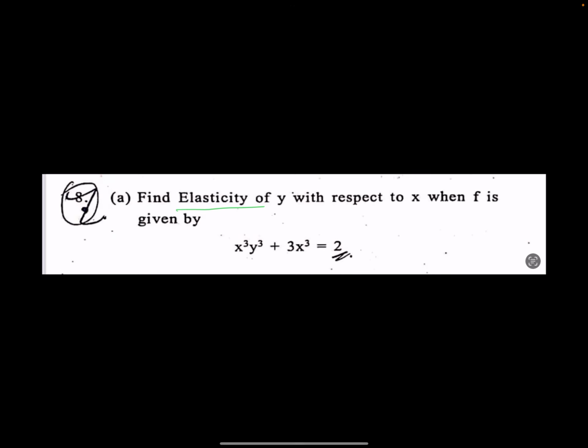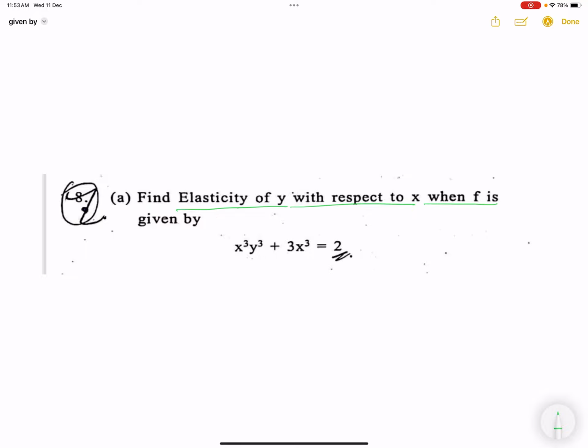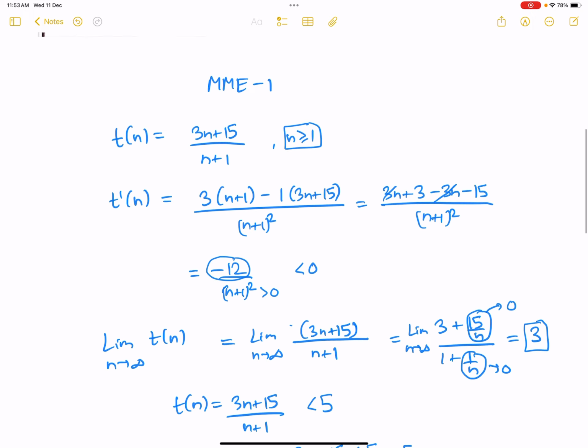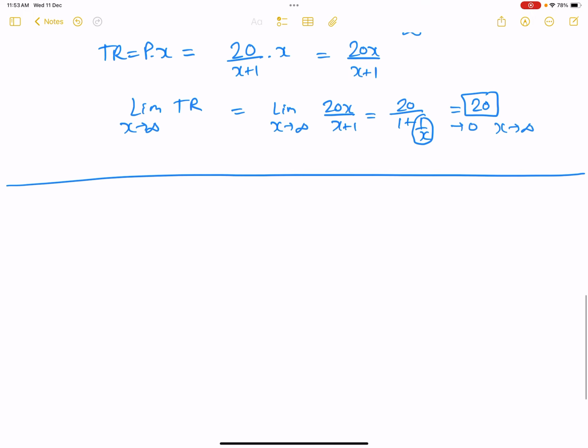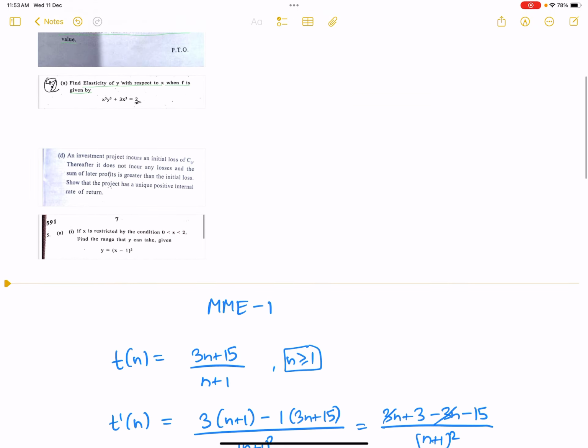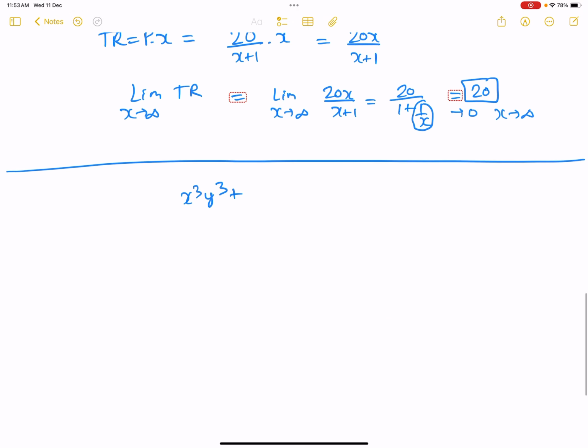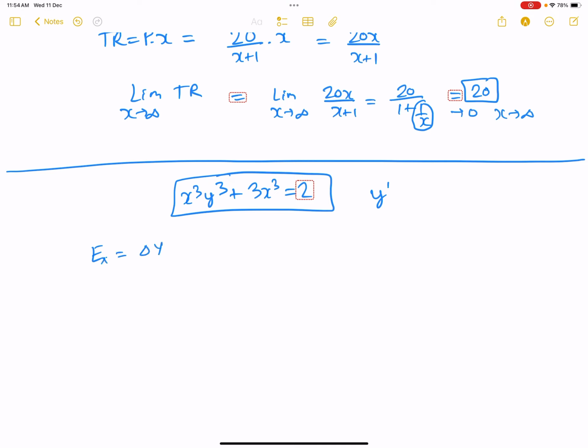Find elasticity of y with respect to x when the function is given by, okay, I'll just write this function, x cube y cube plus 3x cube equals 2. So we know how to use implicit differentiation. With the help of implicit differentiation, we can find the derivative of y. We can find y dash. And we know elasticity of y with respect to x is change in y by change in x into x upon y.